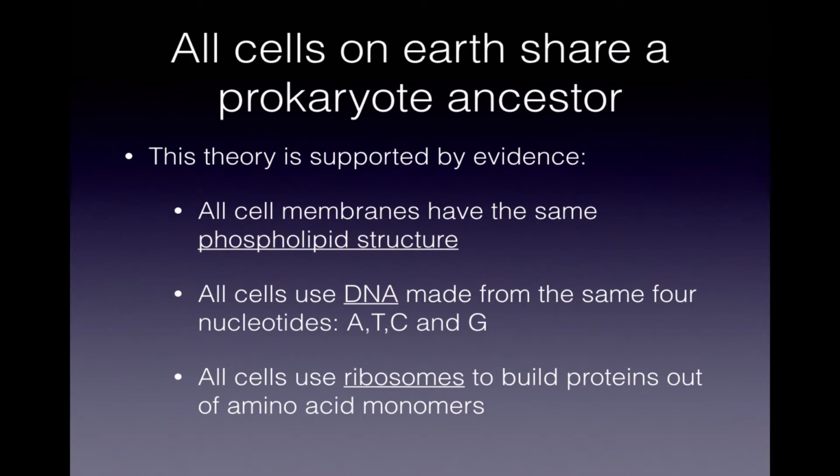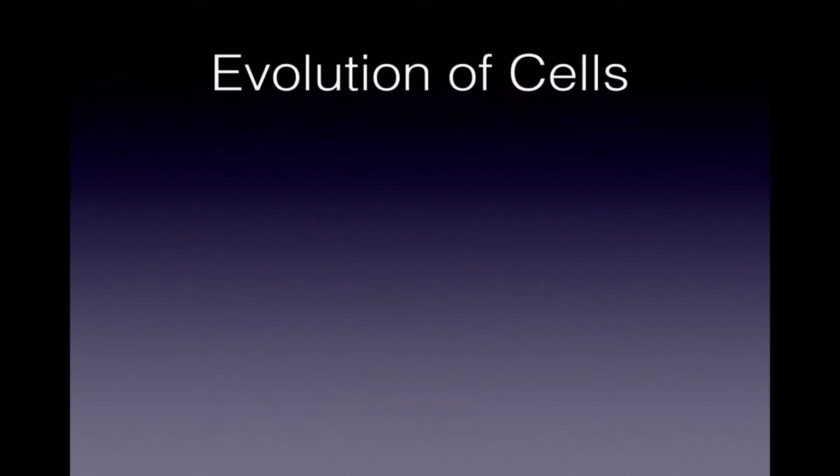Second line of evidence. All cells use DNA made from the same four nucleotides: adenine, thymine, cytosine, and guanine. This is true for all living cells on Earth, so they probably evolved from a common ancestor. And finally, it's the structure of ribosomes. All cells on Earth have the same basic structure for their ribosomes, and of course ribosomes are used to build all the proteins that cells need out of the amino acid building blocks, or monomers. So these are the three basic lines of evidence to support the theory that all cells on Earth evolved from a prokaryote ancestor. All right, now let's look and see how this happens.